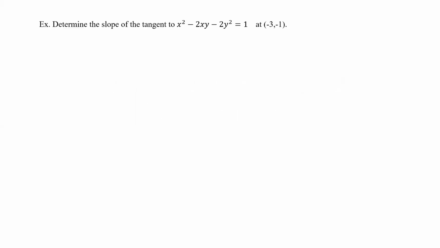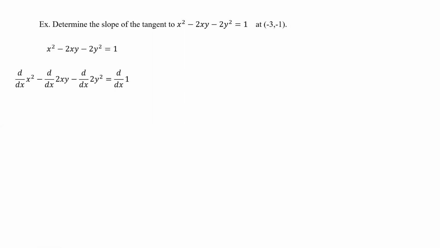First example, determine the slope of the tangent to x squared minus 2xy minus 2y squared equals 1 at the point minus 3, 1. Slope means find the derivative. We have a y and we have a y squared. We do not want to solve for y explicitly, so we're going to do an implicit derivative. That means taking the derivative of the left-hand side of the equation and the right-hand side of the equation.